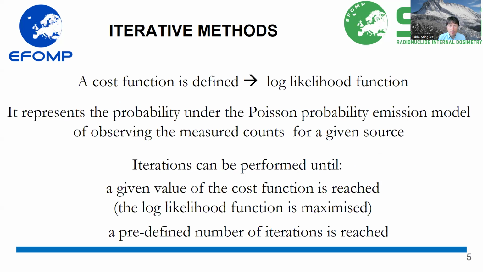In these methods, a cost function is defined, which is the log likelihood function, which represents the Poisson probability emission model of observing the measured counts for a given source. So we perform the iterations until we reach a predefined number of iterations.